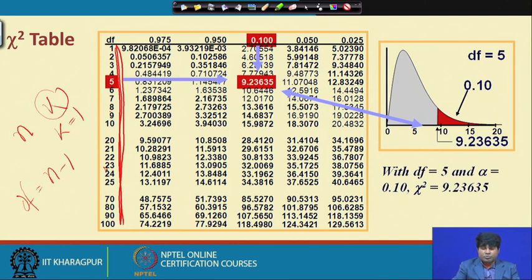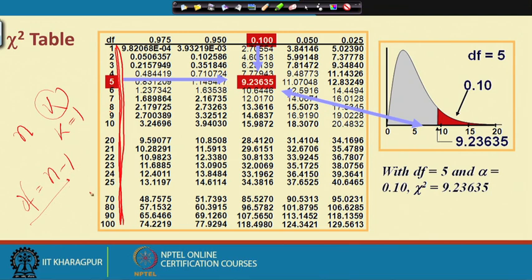Then you have to specify the kind of confidence interval. If you do not fix alpha, then you may not be in a position to find the chi-square value. So, one requirement of the chi-square figure is the degree of freedom, which is very easy to find out depending upon the number of variables involved and the sample size, and then the confidence interval requirement depends upon alpha fixation.